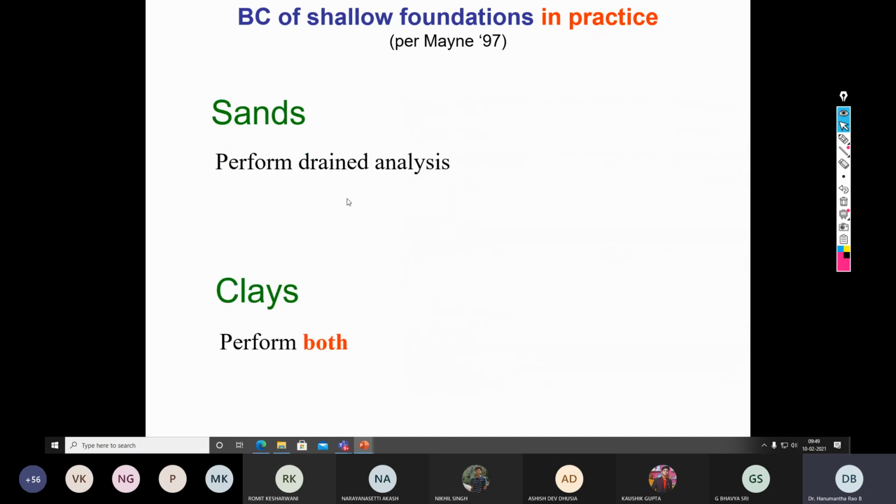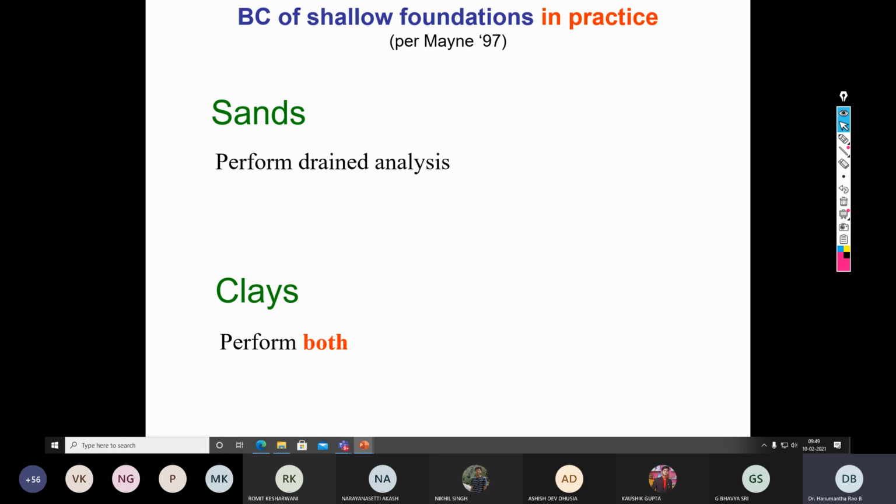When you deal with different soil types, suppose you are dealing with sand, it cannot hold a lot of water. The moment you pour water, because of its high permeability, all water gets drained out. Therefore, in case of sand, perform drained analysis. In case of clay, perform both, because in clay the permeability is so low and the consolidation phenomenon prevails, and this consolidation is a function of time.